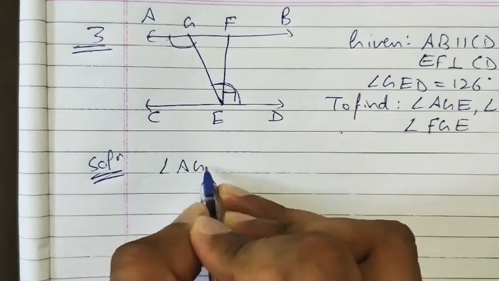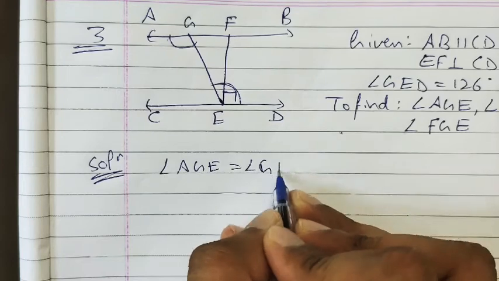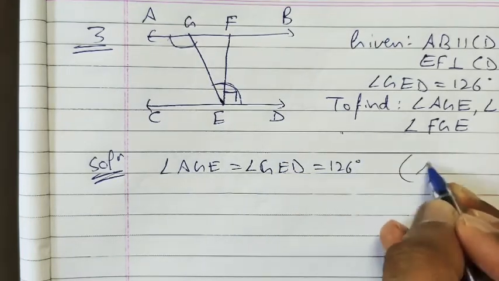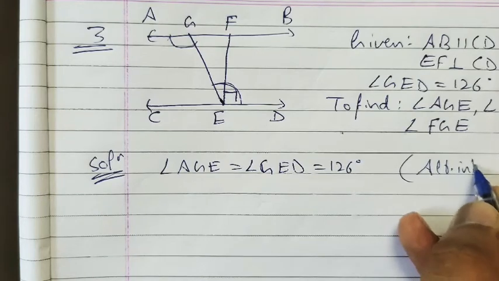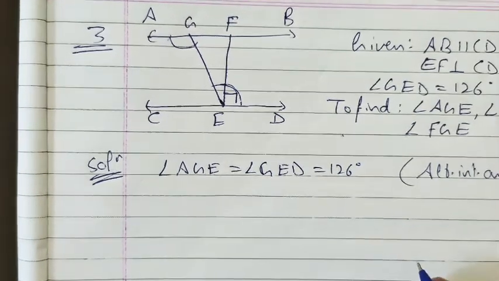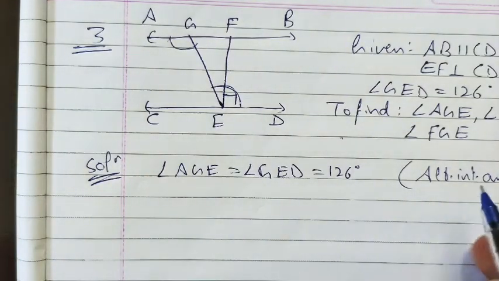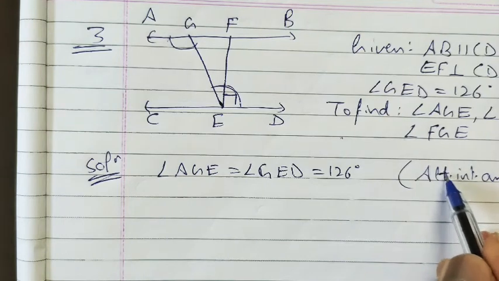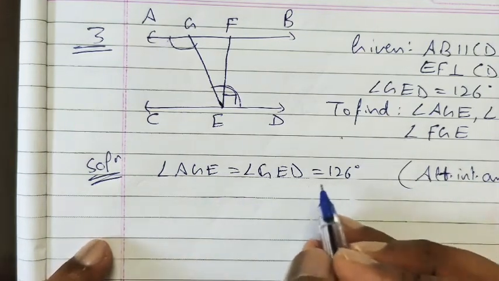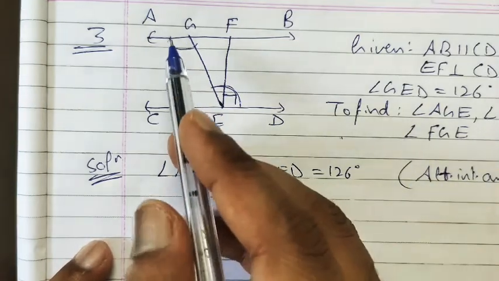So angle AGE is equal to angle GED, which is equal to 126 degrees. It is given. Reason: alternate interior angle. That's why the video before this is very important to understand, where I have described what alternate interior angles and corresponding angles are. So this is an alternate interior angle, 126 degrees. Now we need to find out GEF.